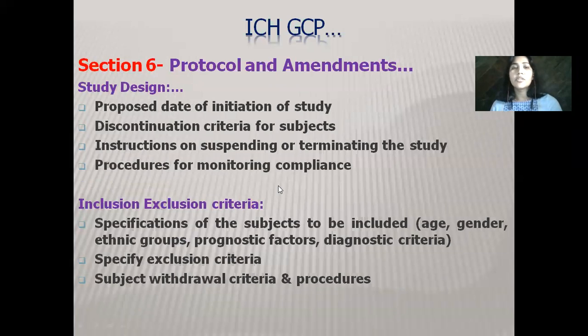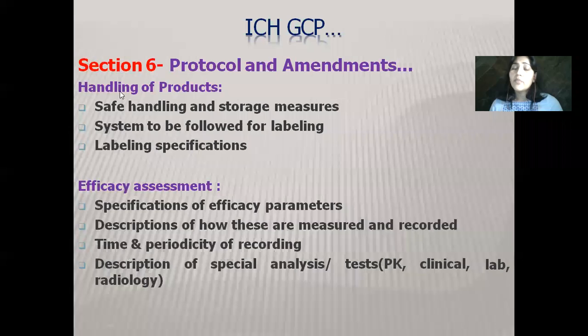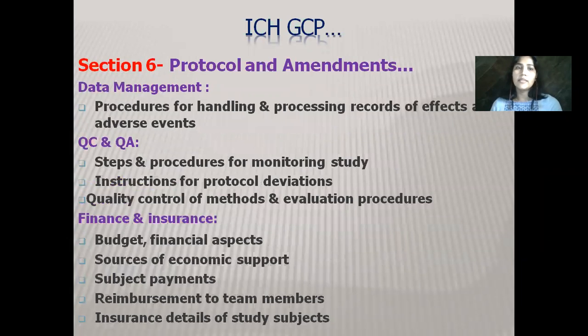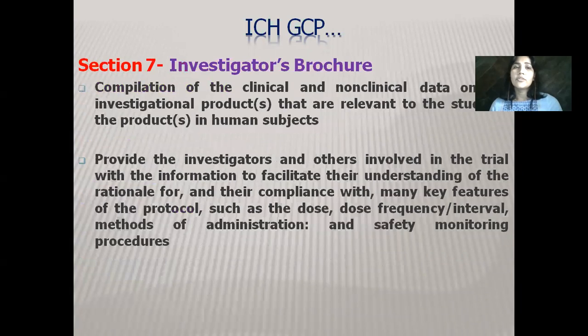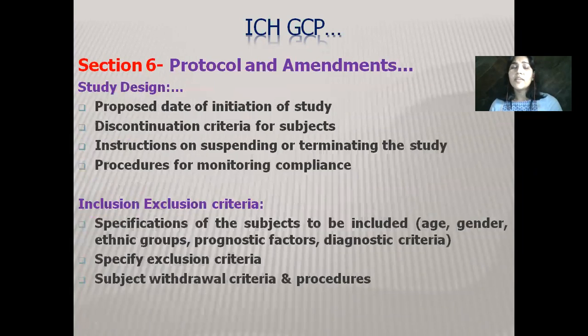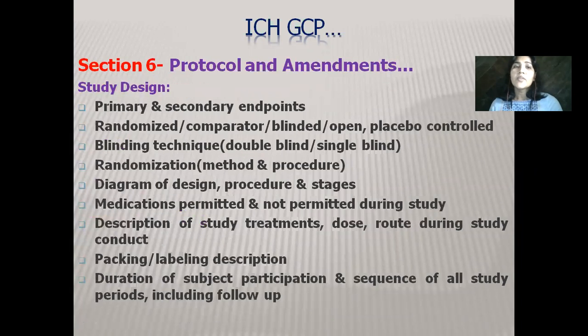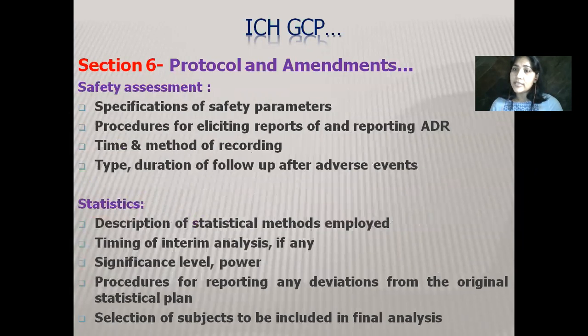We have seen inclusion exclusion criteria in detail. Then how will you handle the product? Then efficacy assessment, safety assessment, then statistics, how will you handle the data statistically, what exactly statistical strategy you will use to get the data outcome, then data management, QC/QA, then finance and insurance, and etc. So all this we have seen in detail when we learned about the protocol design, right? So this is section 6 of ICH-GCP.